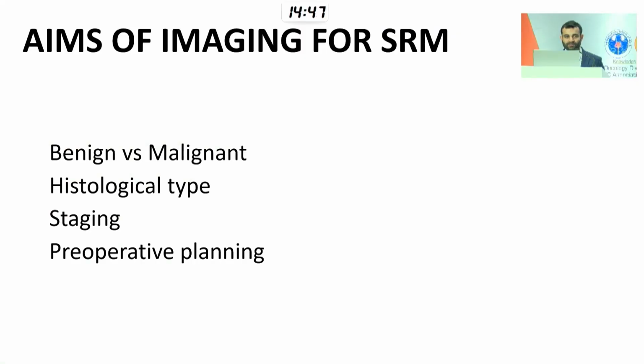So what are the aims of imaging when we get a patient with a small renal mass? First, obviously it is whether it is a benign or a malignant lesion, and if possible can we get the histological type, and the last two are mainly related to staging and preoperative planning, whether we are going to do a partial or a radical nephrectomy.